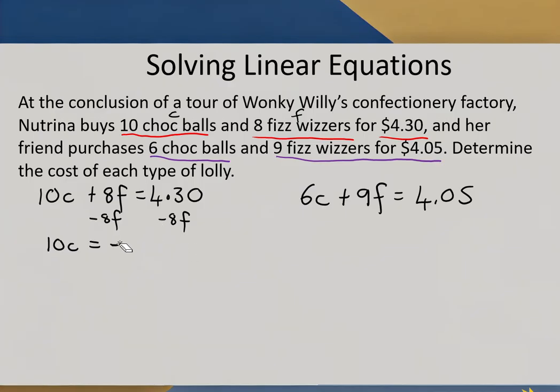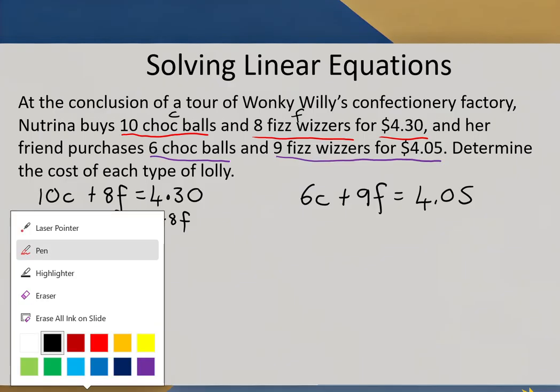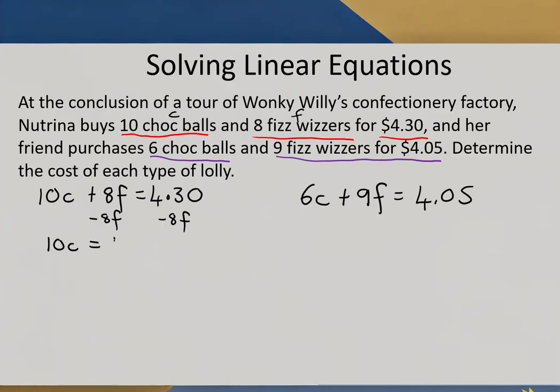I could have also changed that and written it as 430 take away 8F. So either one is correct. It doesn't matter, just if you wanted to say negative 8F at the start. The next thing I'm going to do is divide everything by 10 to get C by itself.